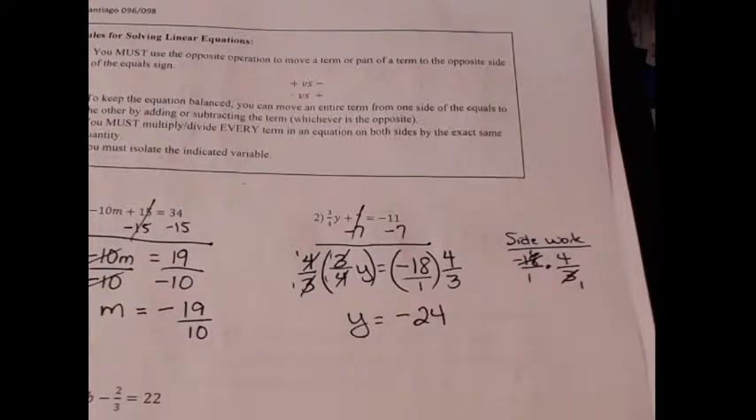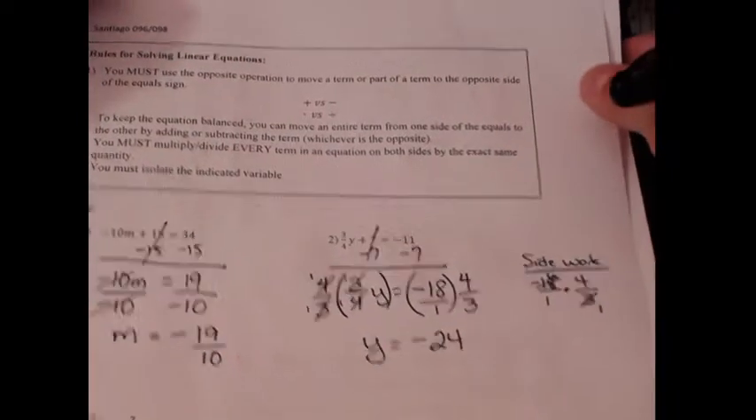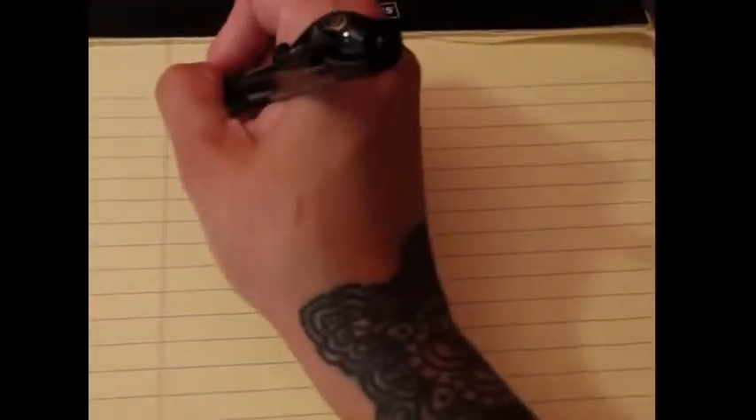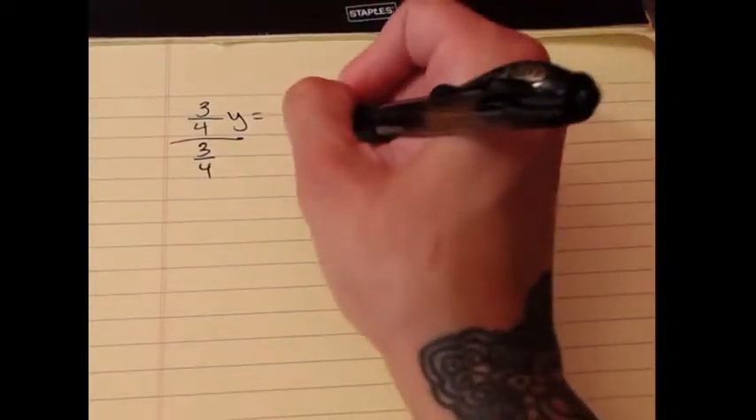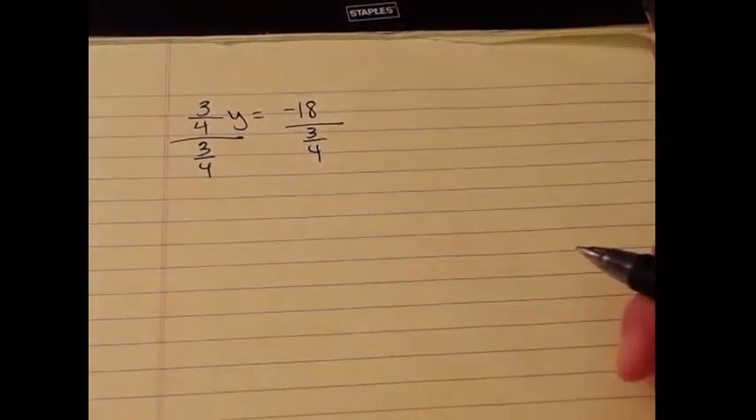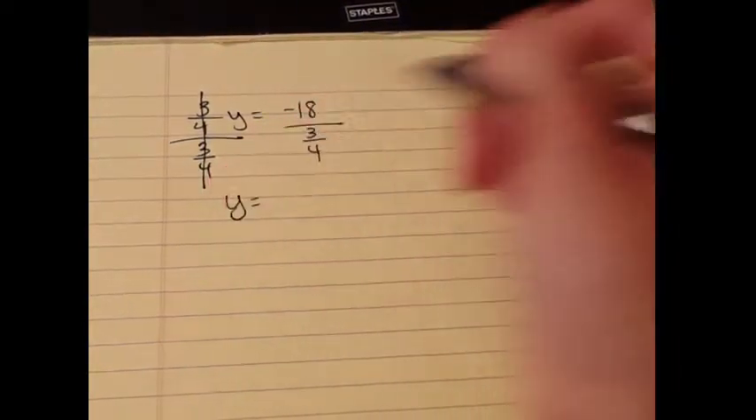Excellent job. Excellent work. There are other approaches we could have taken. This is just one of them. Okay? So as an example, just to show you, I'm going to rewrite 3/4 y is equal to -18. If you wanted to, you could have divided both sides by 3/4. Okay, so far so good. This is what you're used to. Notice 3/4 divided by 3/4 is 1, so that leaves us with a y.